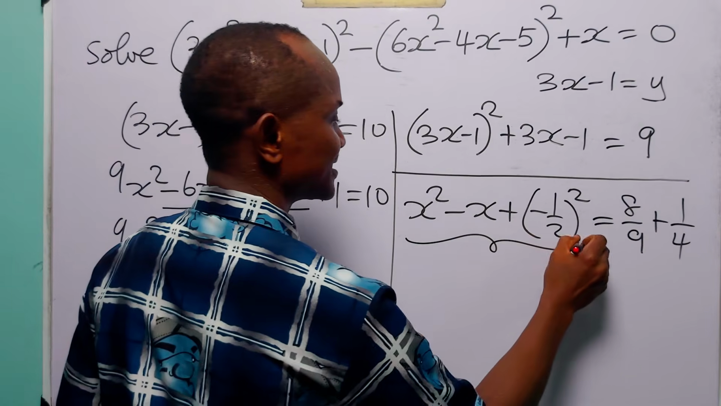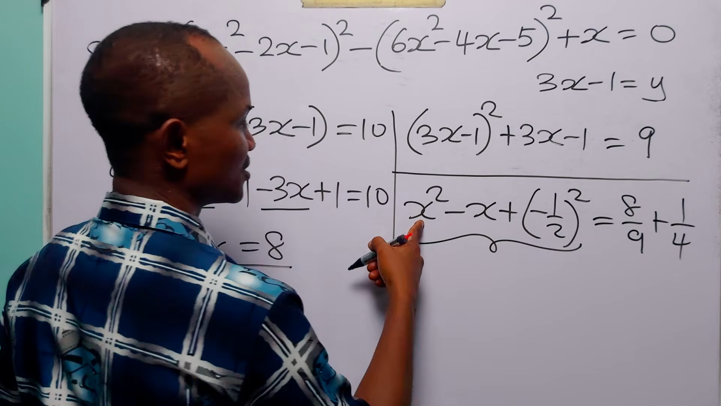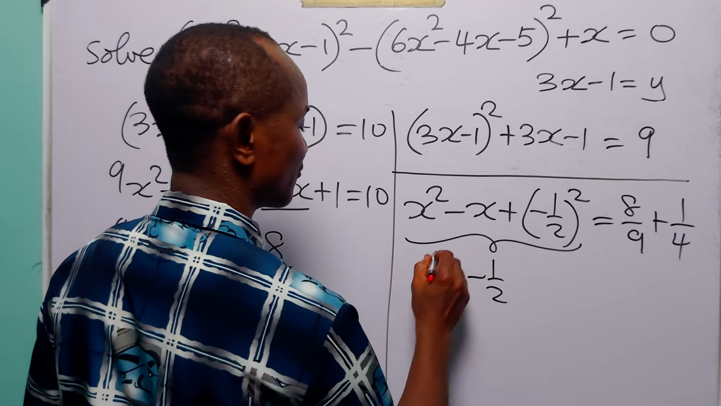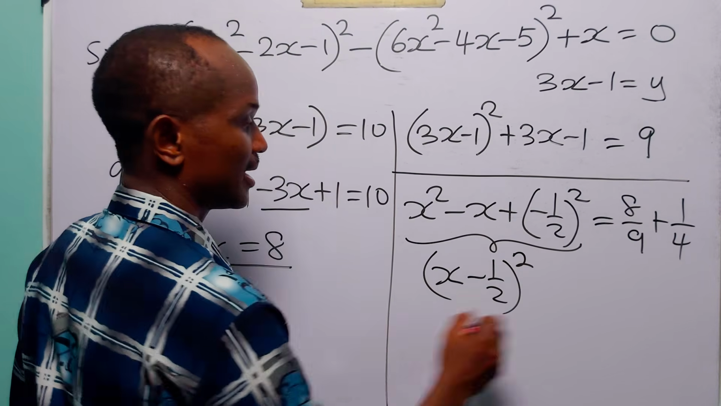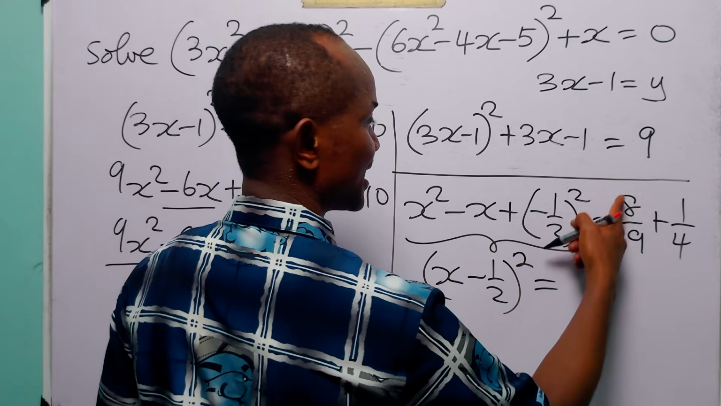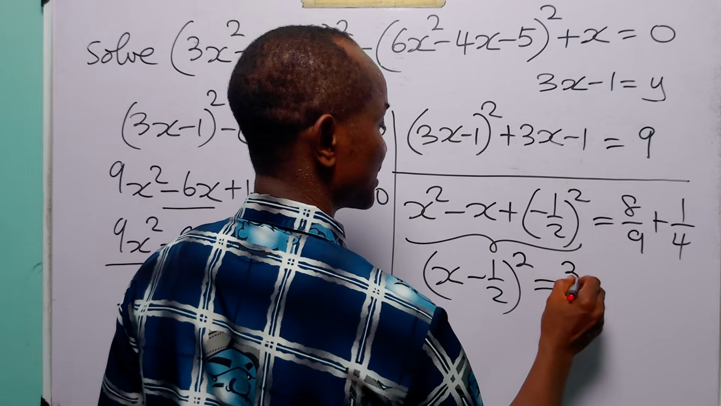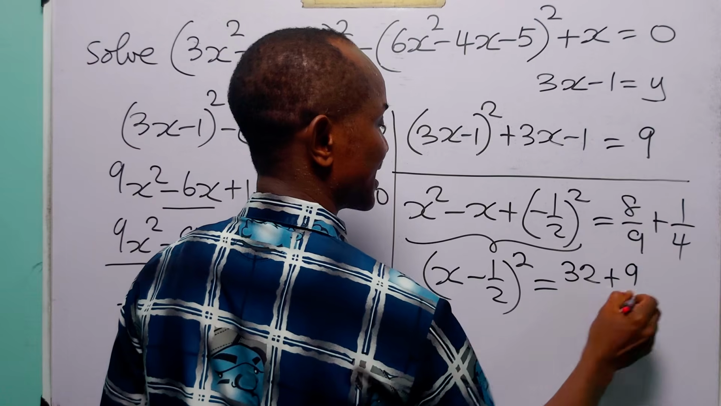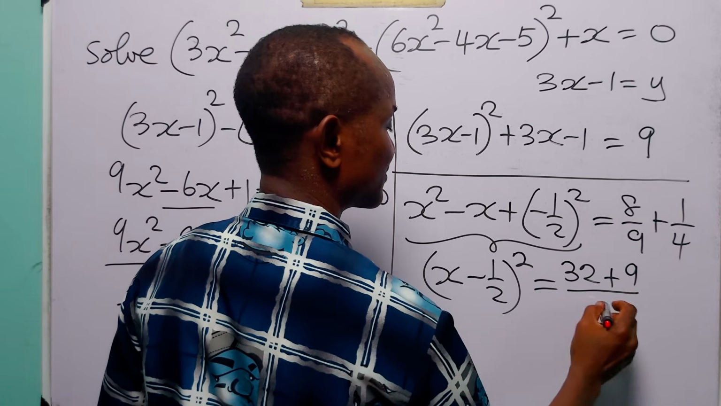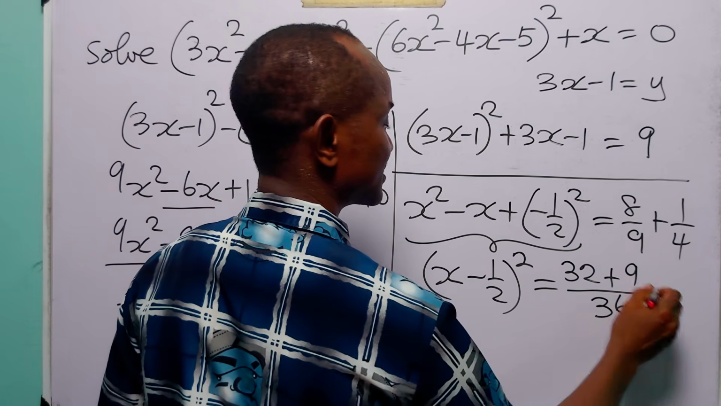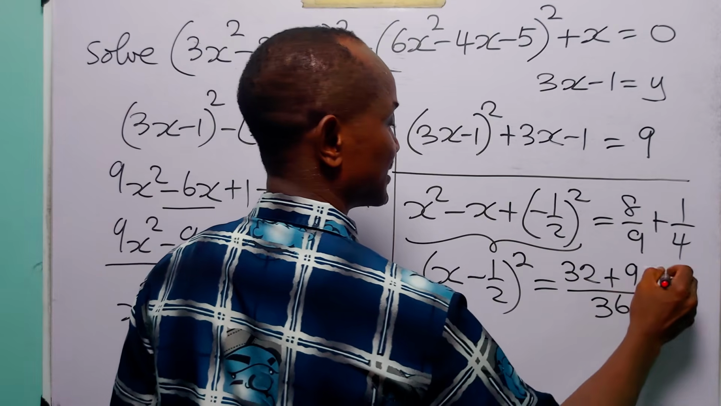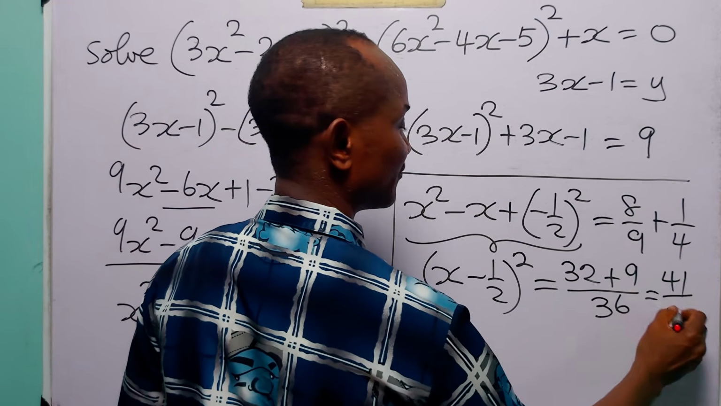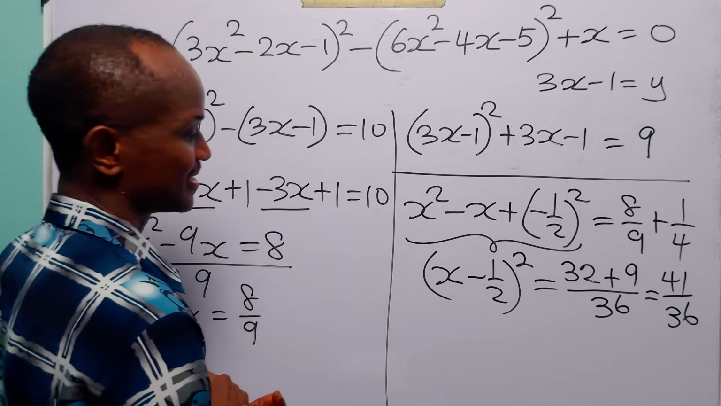Of course, you know that this is now a perfect square. So we take x and we take minus half and we square. And this is equal to 8 times 4 is 32. 9 times 1 is 9. 9 times 4 is 36. 32 plus 9 is 41, divided by 36.